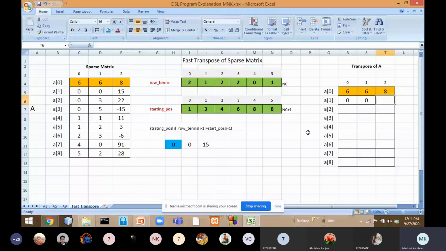Now we'll go to the next one. Tell me, 0 3 22. When I interchange, what will it become? 3 0 22.